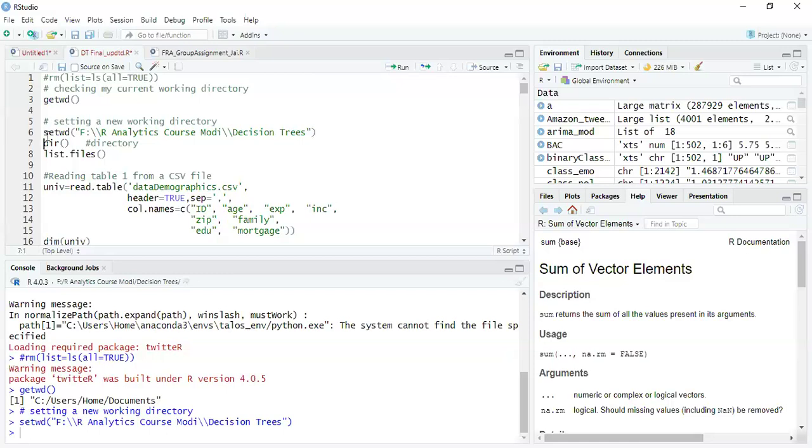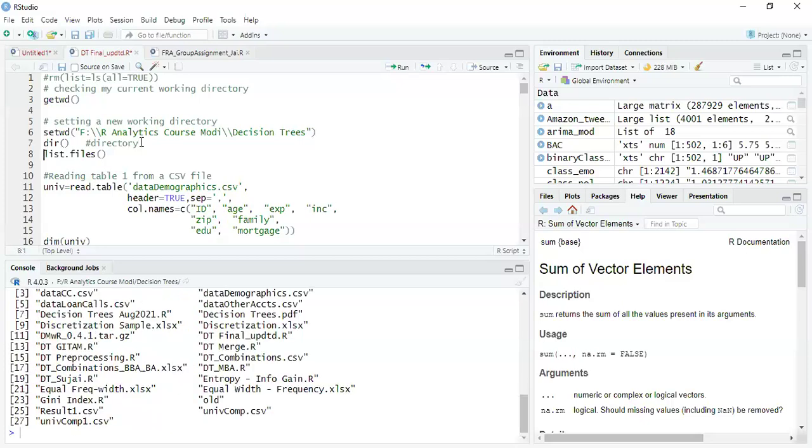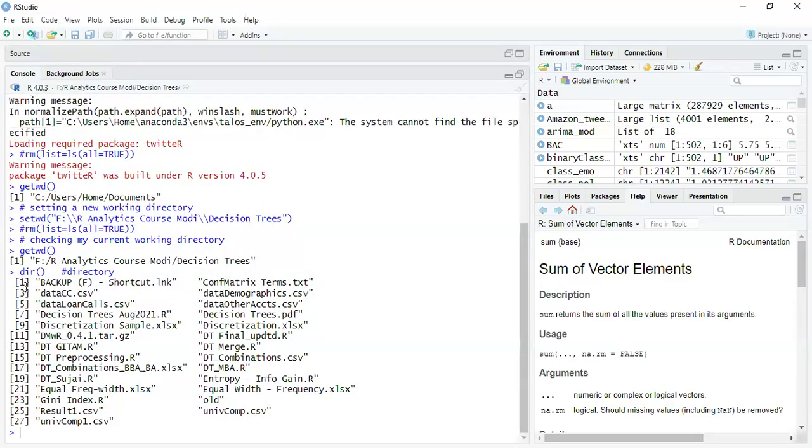Once the working directory is set, now go and run getwd again, and see whether the set working directory and the get working directory output are the same. I find that they are the same, so a new working directory is set. Now use the dir or list.files function to find all the files present in this working directory. I have around 27 files in this directory.